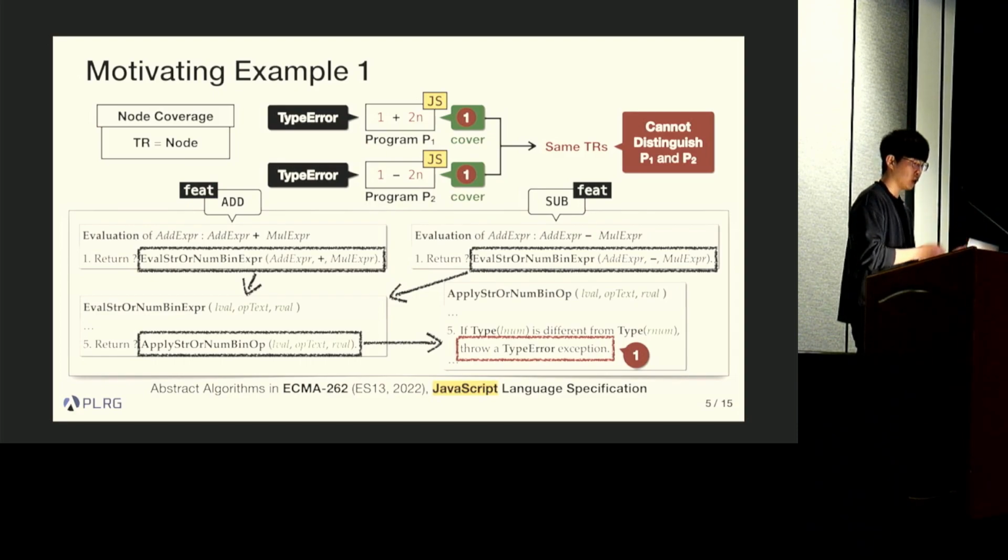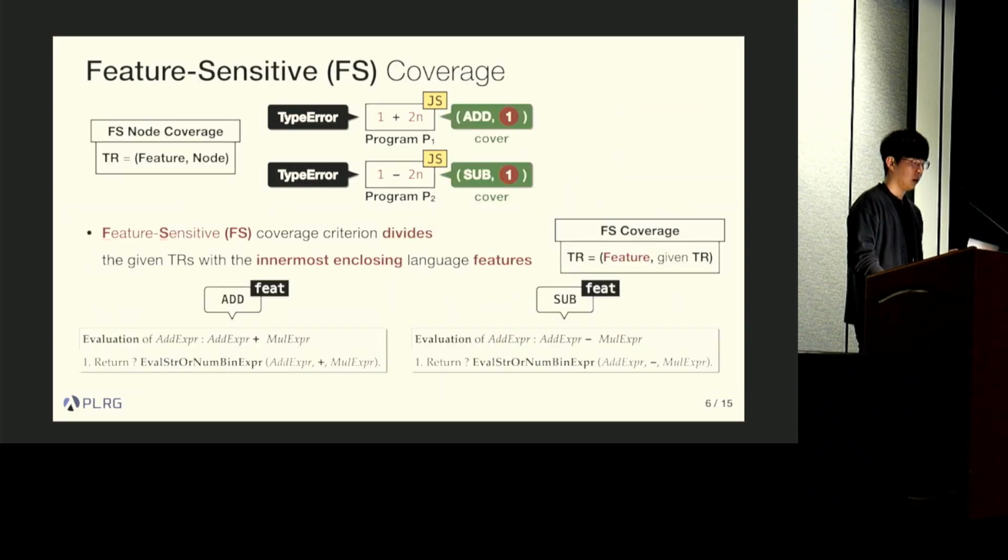I assume that the other parts are already covered by other programs, so we only focus on the type error case node here. It is covered by two different programs, so one of the programs will be removed from the program pool. Okay, so regarding the code coverage, there's nothing new in this example, right? Yes, exactly.